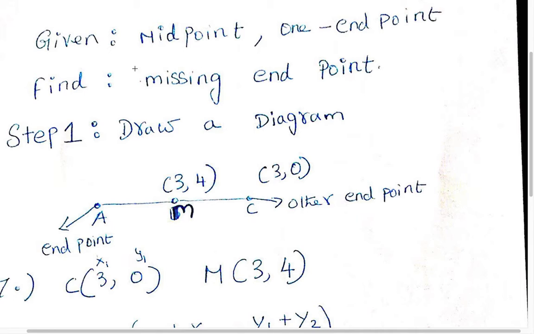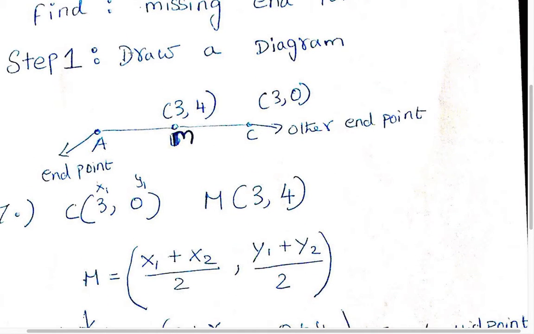The midpoint is given and one endpoint is given, and they're asking you to find the other endpoint, the missing endpoint. So: find the missing endpoint, given the midpoint and one endpoint. Question number 7. Anytime you want to solve a problem, especially in geometry, you're going to draw a diagram. Draw a diagram that has 3 points.